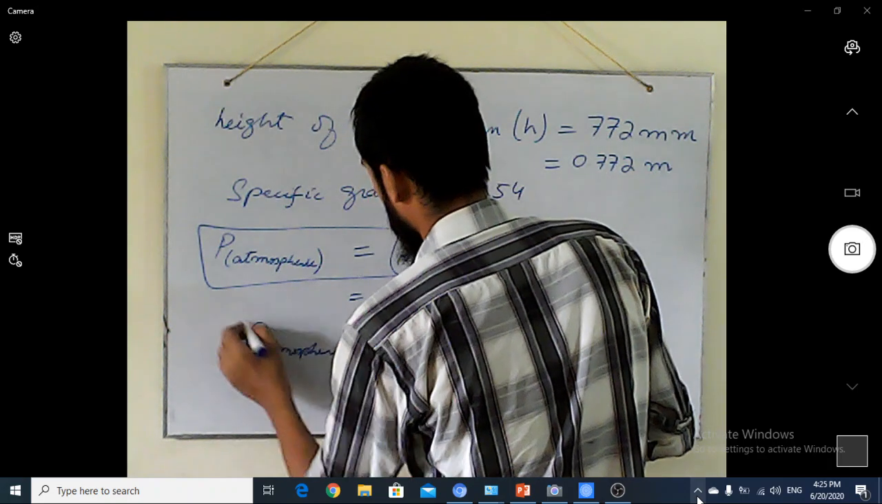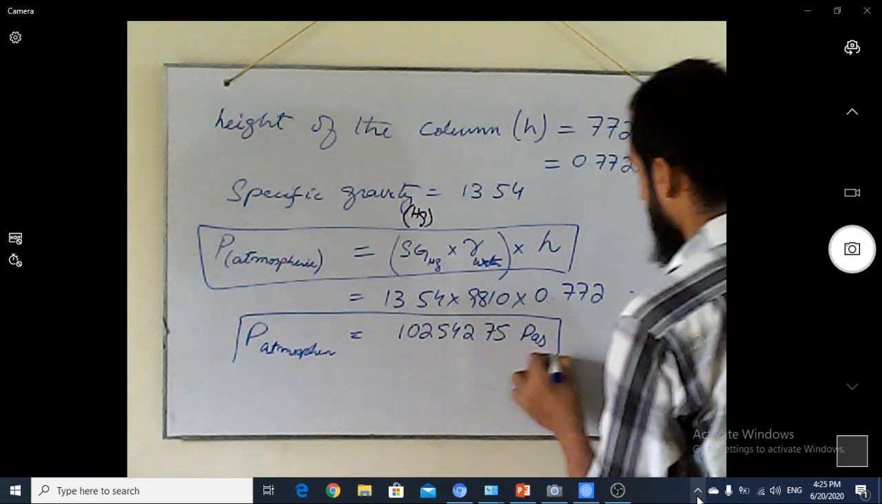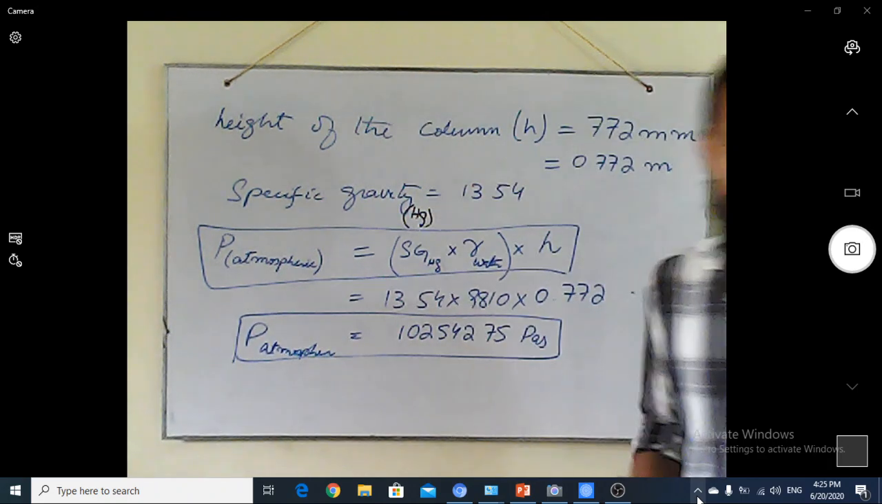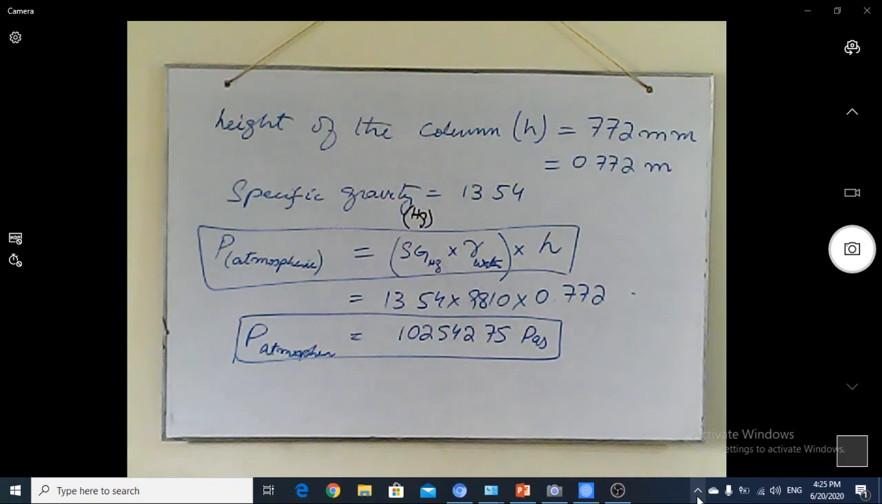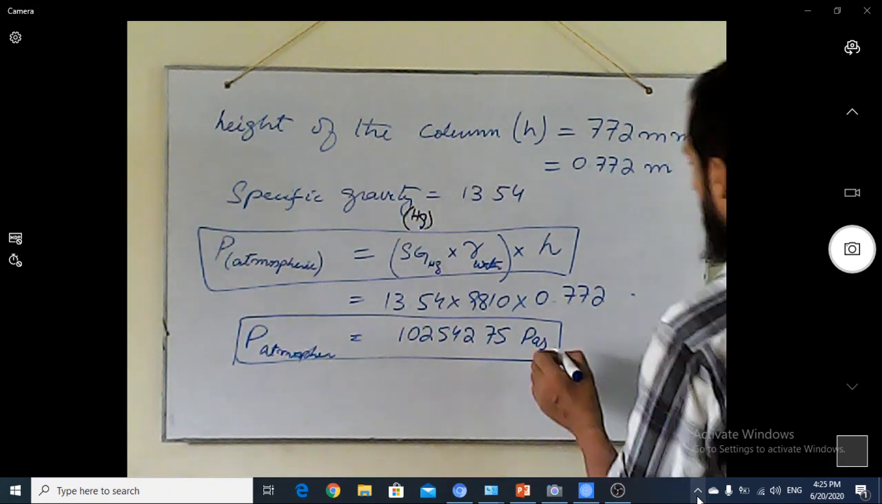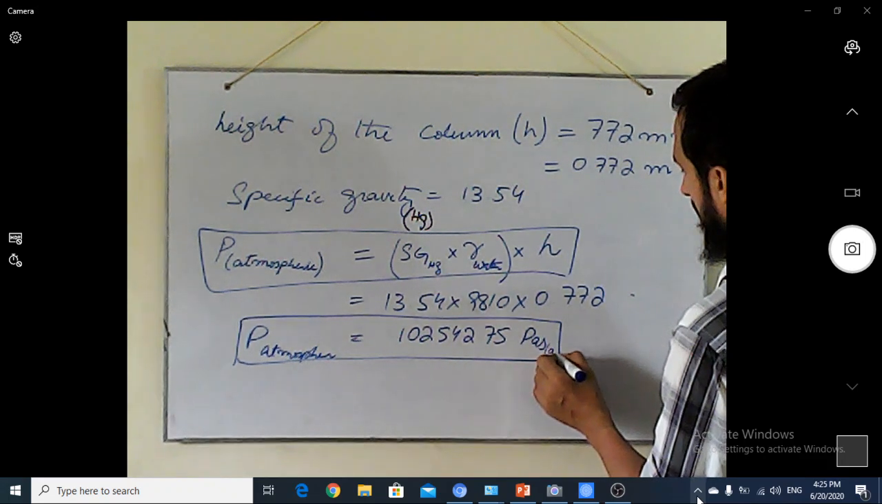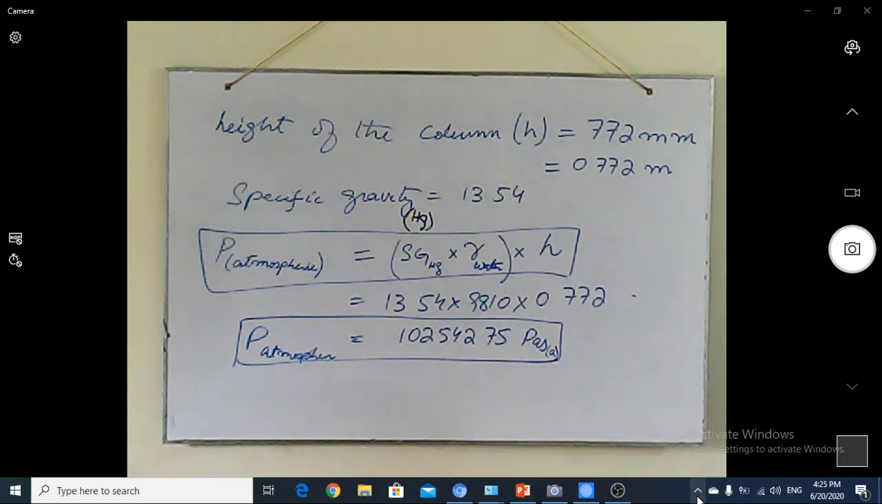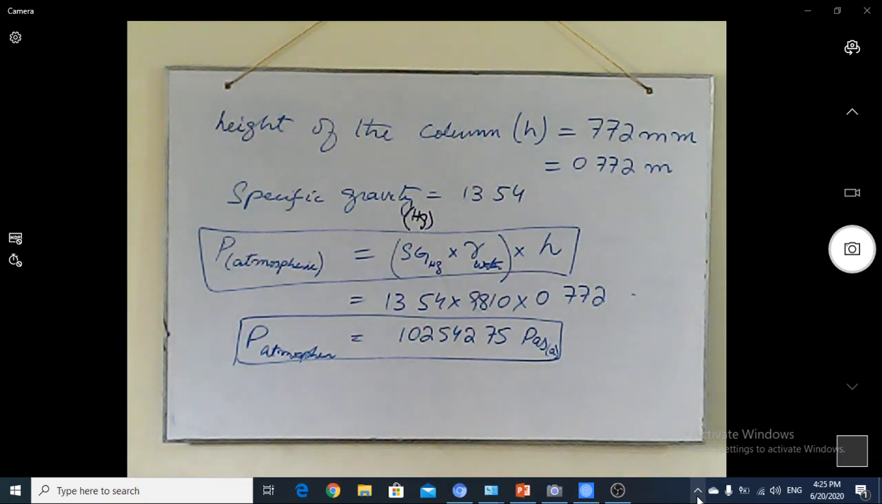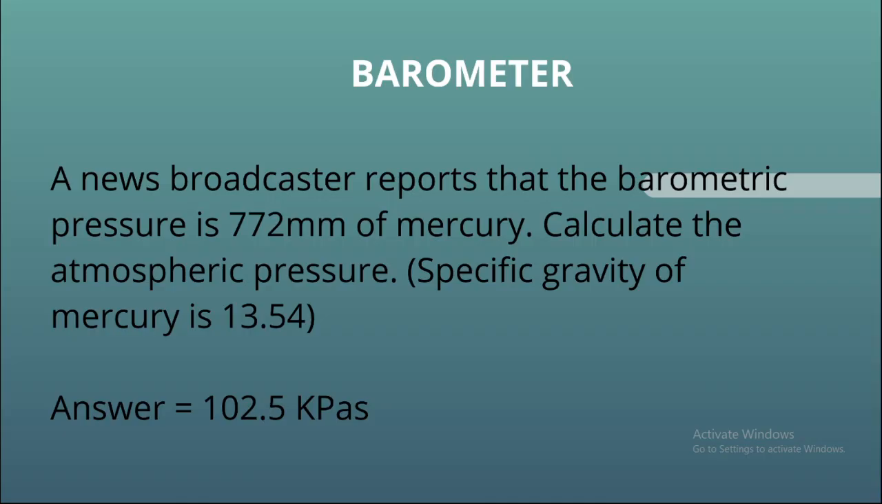at that particular part of the system, and we have calculated it as absolute because it is related to the vacuum. So we come up with this solution, which is equal to 102.5 kilopascal.